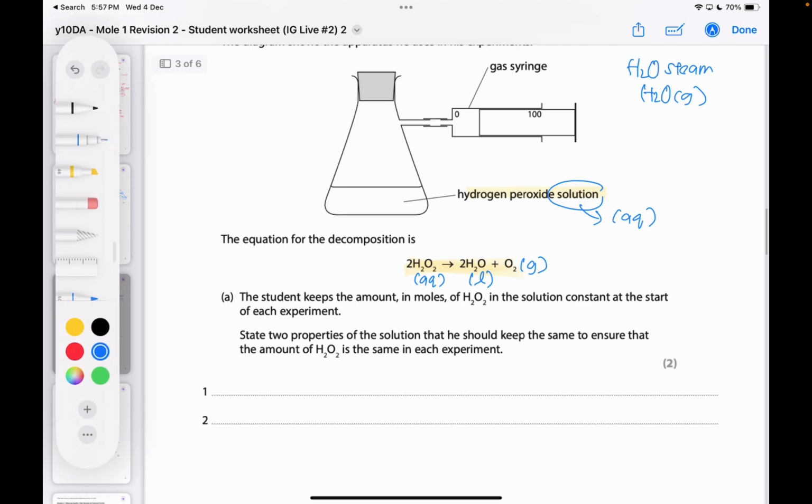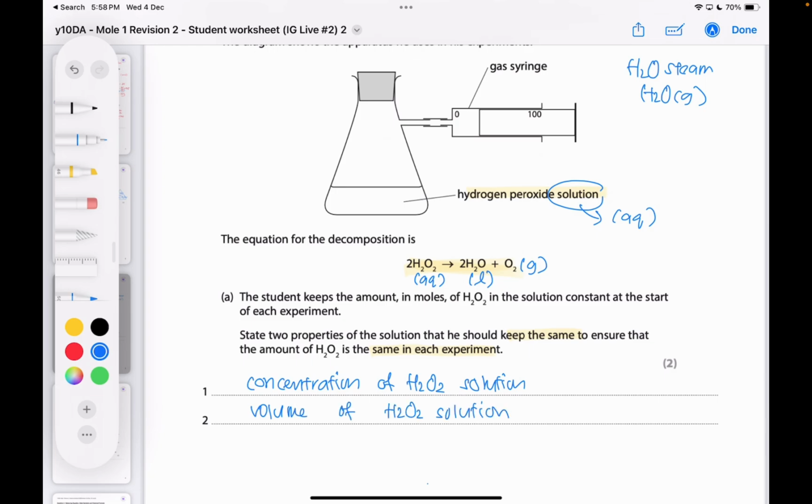This question here is more of a practical based question. They are asking you what should be kept the same to ensure that this experiment is fair. So the first thing you need to make sure is the concentration of H2O2 solution is the same, right? And the second is the volume of H2O2 solution.